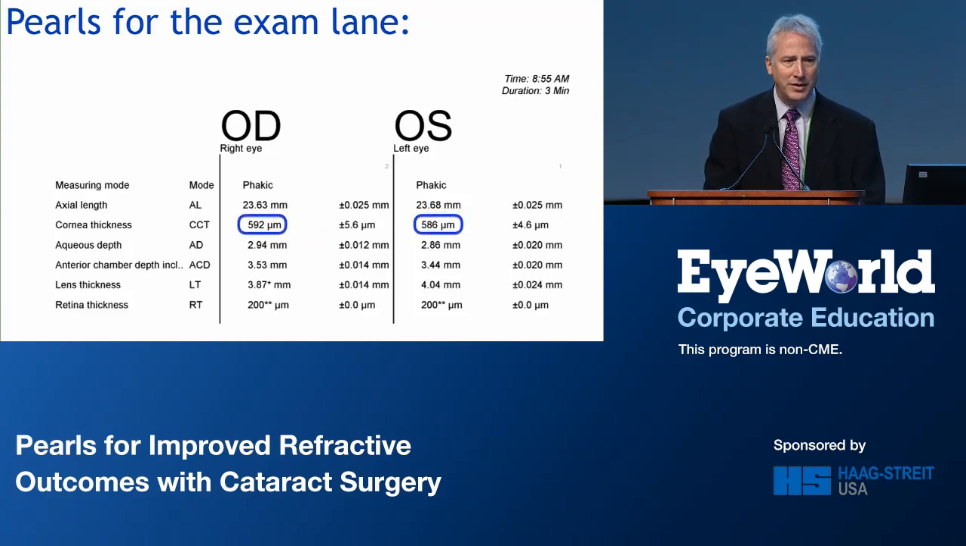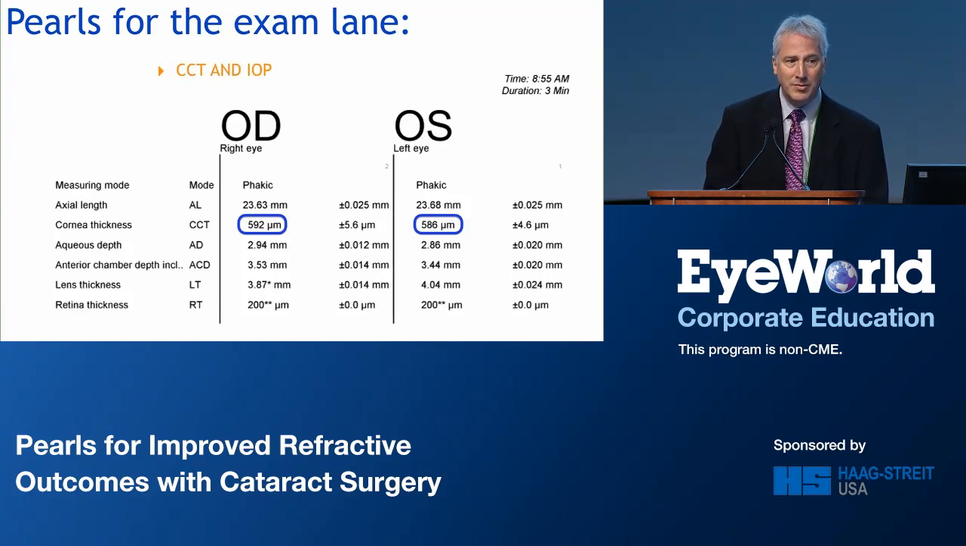What else do we think about in the examining room? Well, how about the corneal thickness? Actually, the Lenstar is capturing your corneal thickness, so please use that data. This patient's corneas are slightly thickened. And so if you have a patient who's got thicker corneas than average, you might not be measuring their IOP properly.